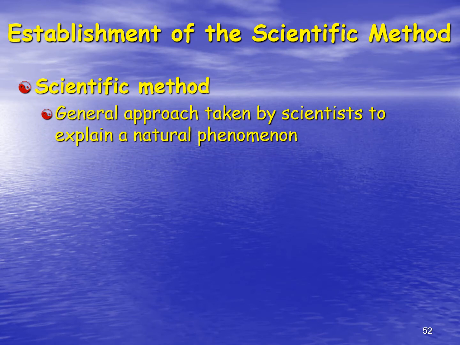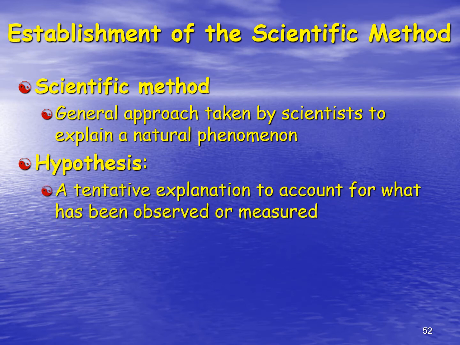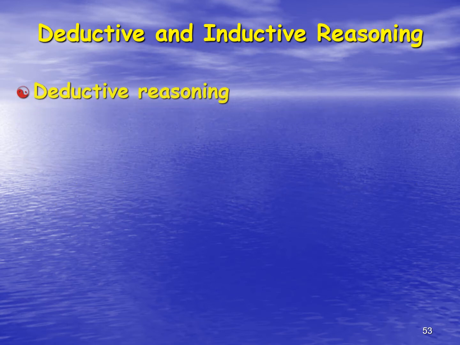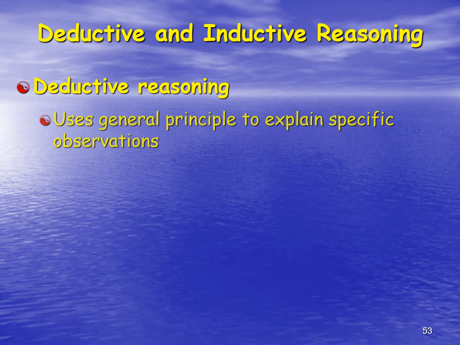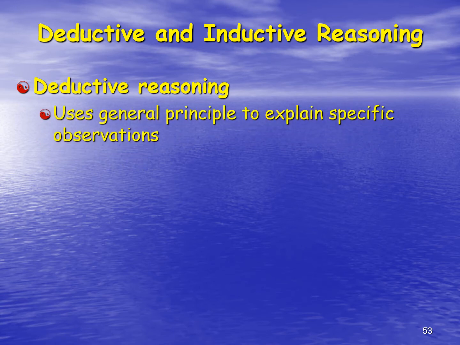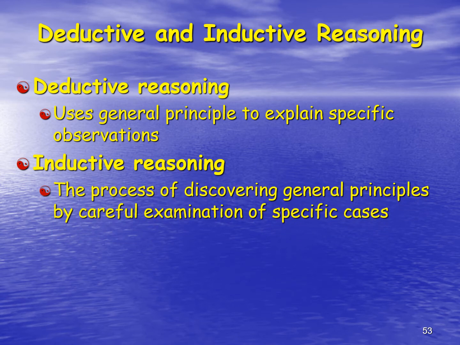This is the general approach taken by scientists to explain a natural phenomenon. In scientific method, you have to come up with a hypothesis, and this is a tentative explanation to account for what has been observed or measured. Now, deductive reasoning uses the general principle to explain specific observations, while inductive reasoning is the process of discovering general principles by careful examination of specific cases.